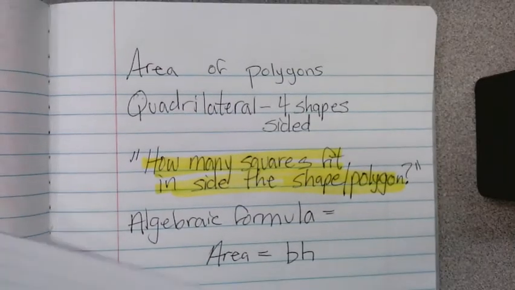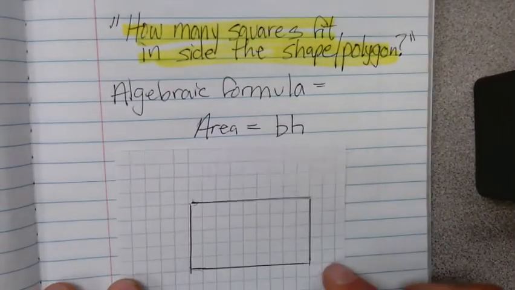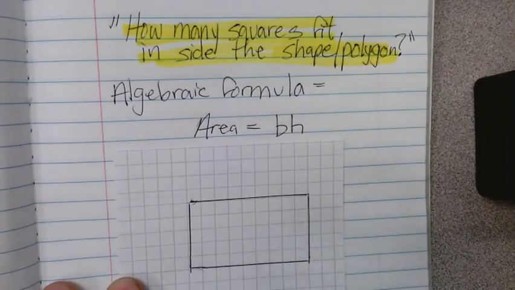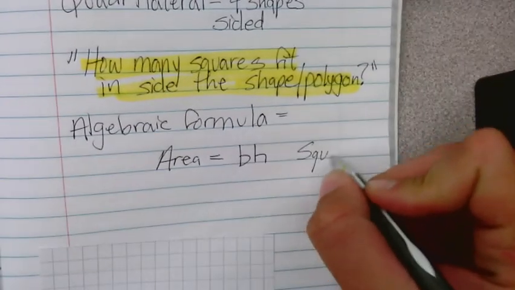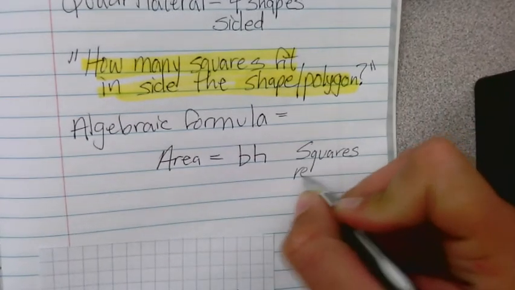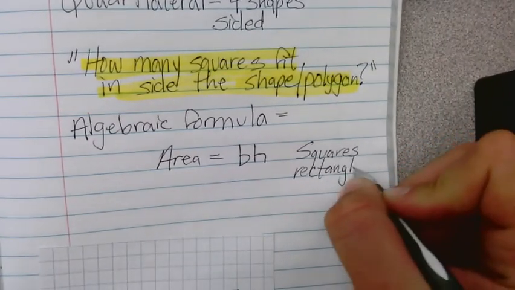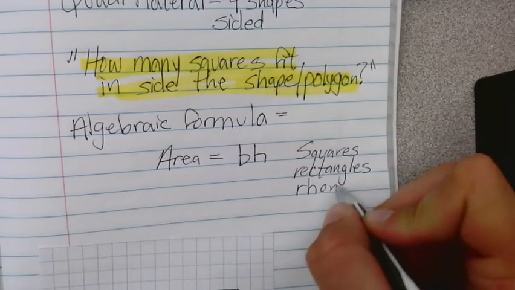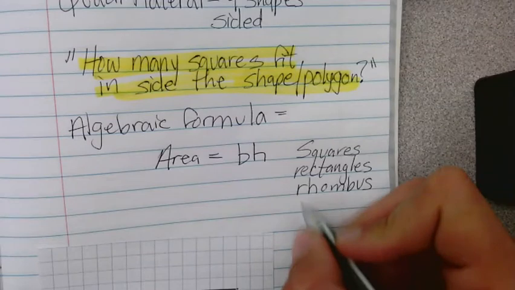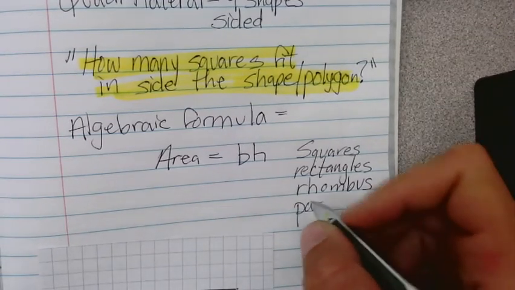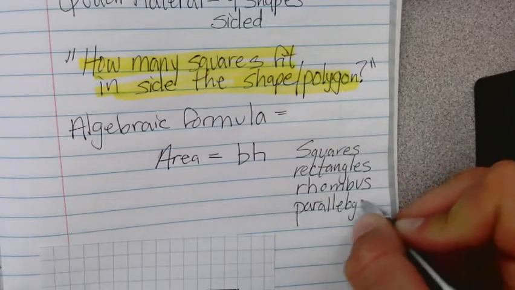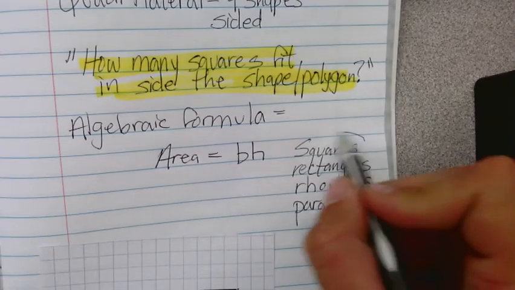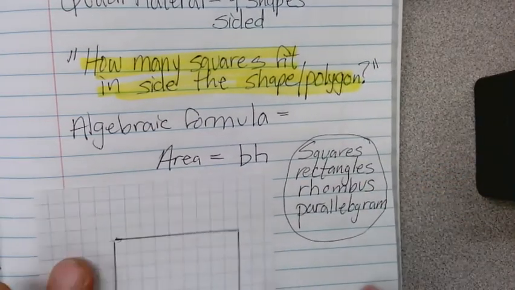So you will want to draw this either in your notebook or get a piece of graph paper to add this to your notebook. And this formula is for squares, rectangles, rhombus, and a parallelogram. It applies to all four of those.